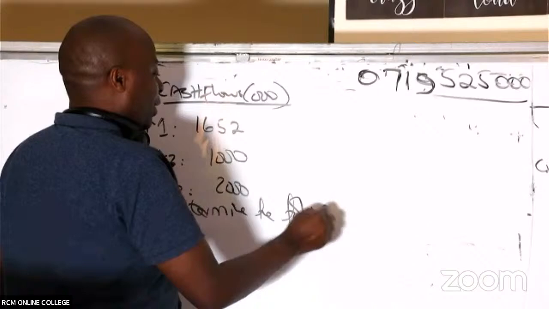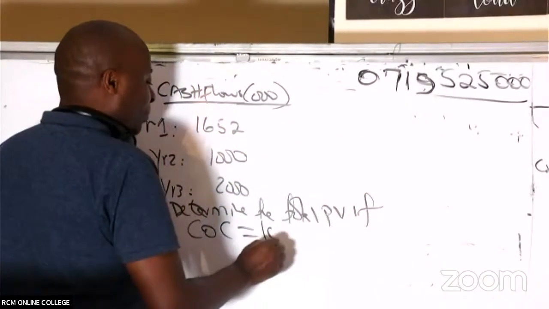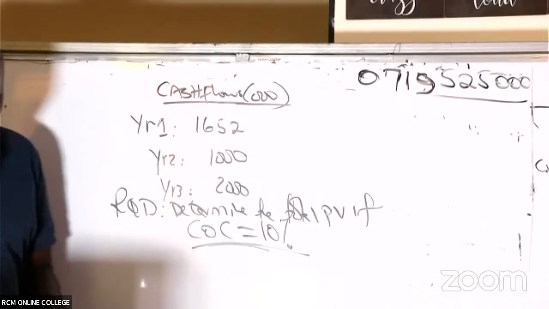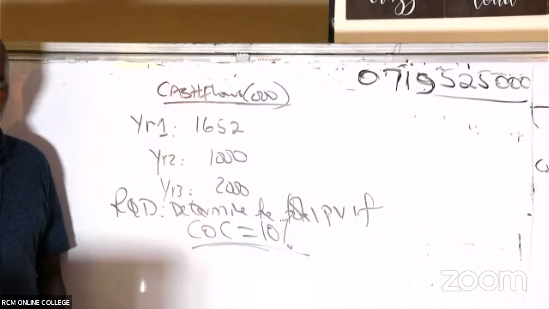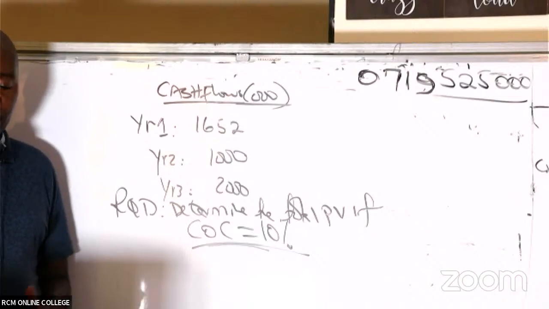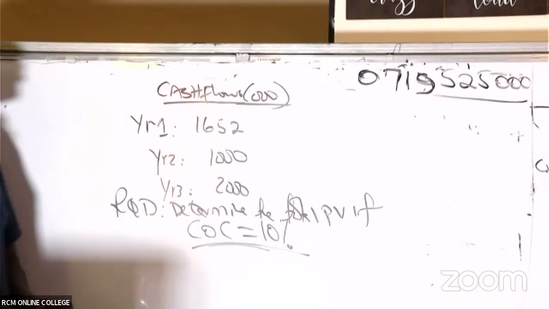Determine the total present value if COC is 10%. Remember, COC is the same as what here? Cost of capital. Same as rate of interest, really. If COC is 10%. So abracadabra, this is what I will do.